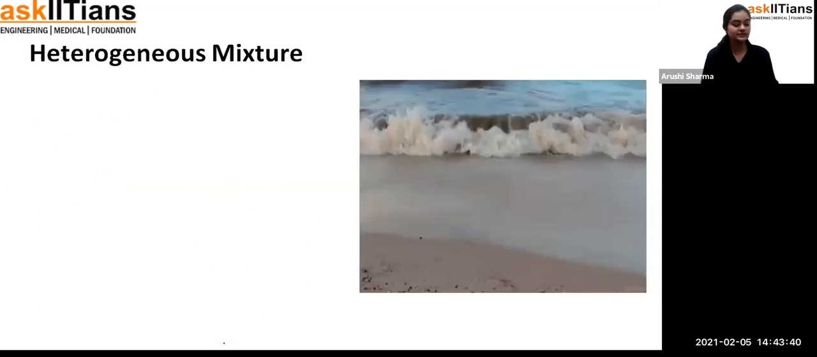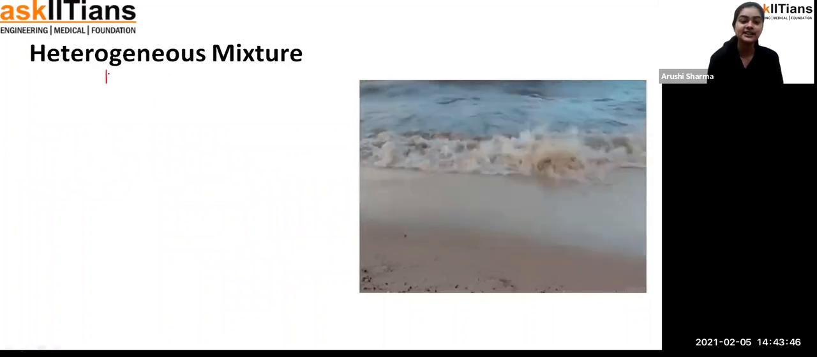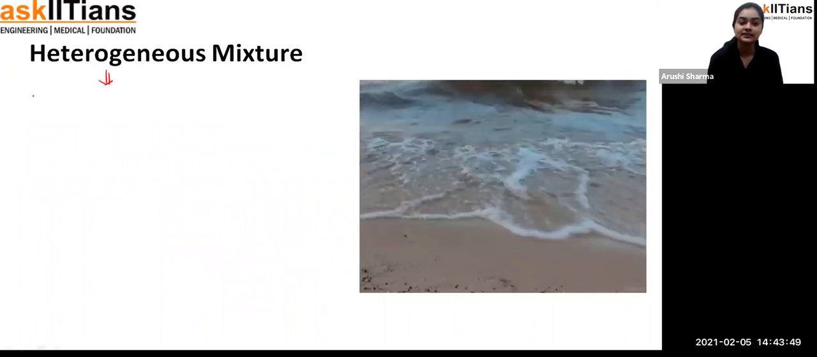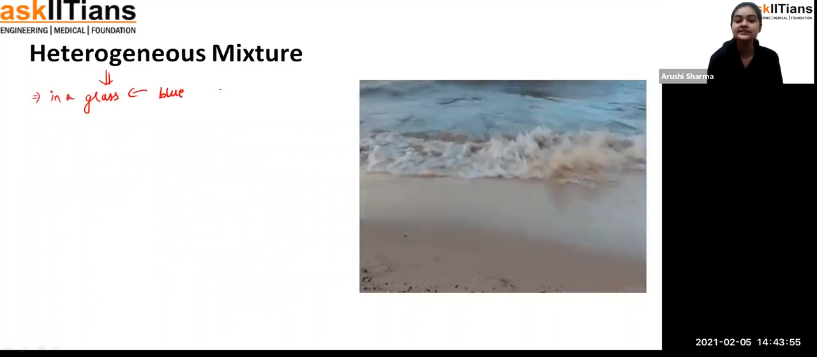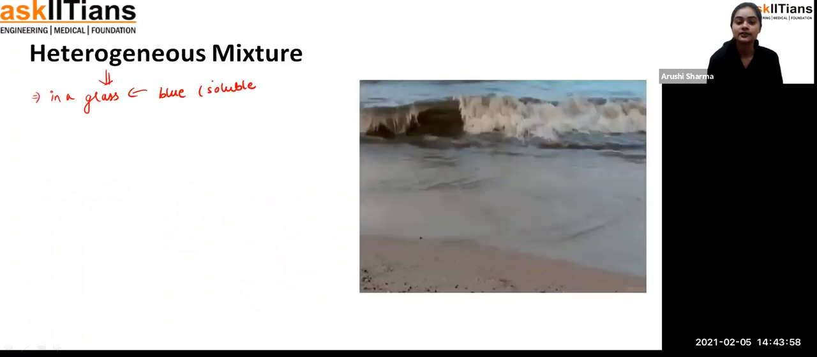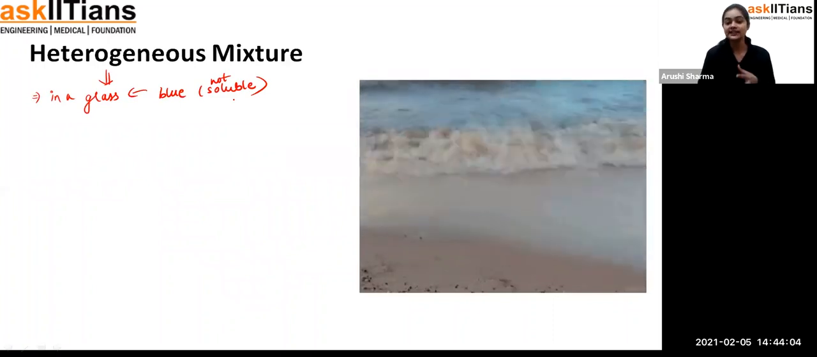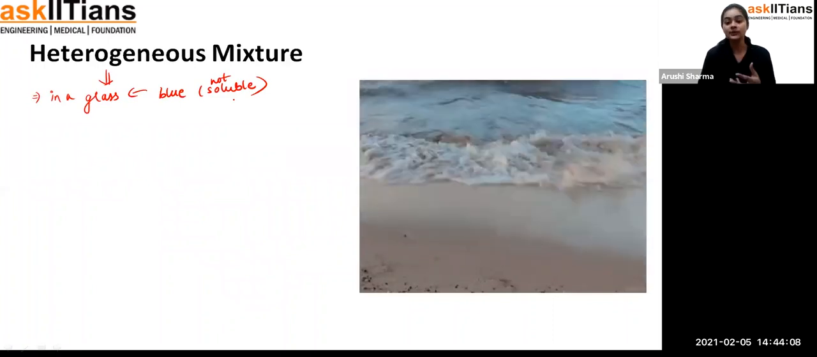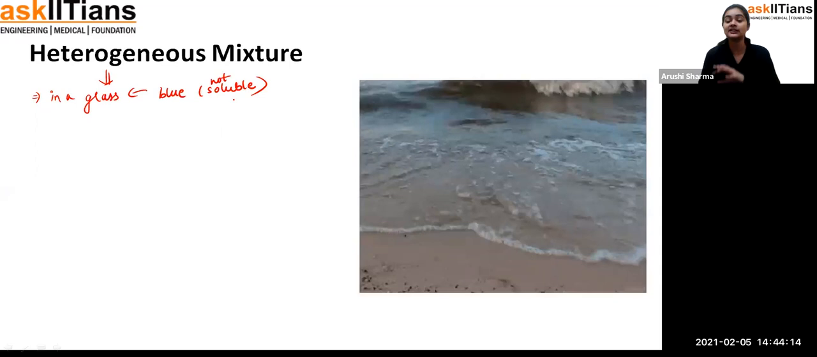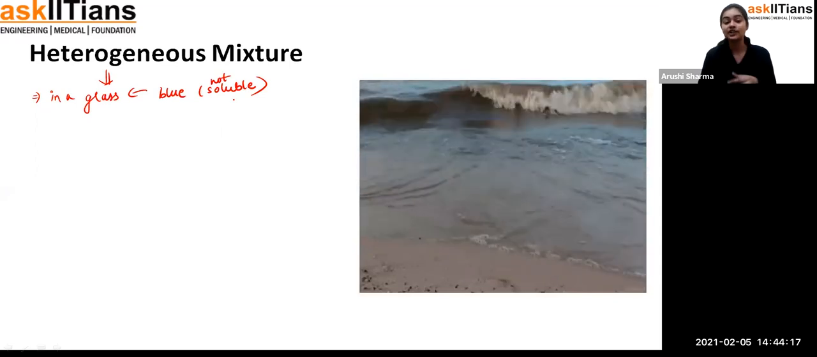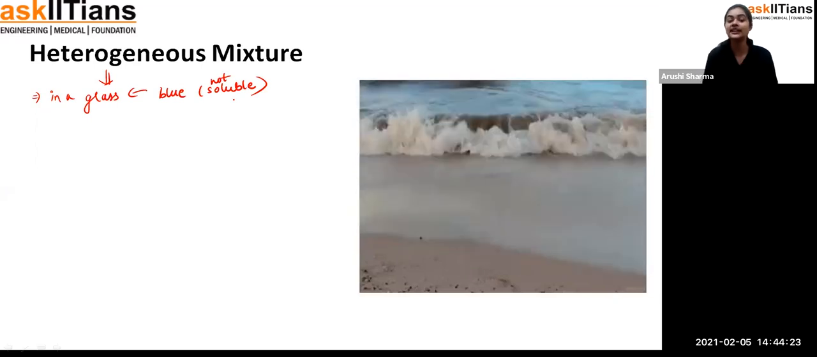So what is the heterogeneous mixture, students? If you remember, in the last session we saw a person adding something blue-colored to a glass of water, and it was not soluble in the water. That's a heterogeneous mixture, students. When we add something into the water and it is not soluble, or some part of it is soluble but the other part remains insoluble, we are able to see what is present in it. That's how we call it the heterogeneous mixture.